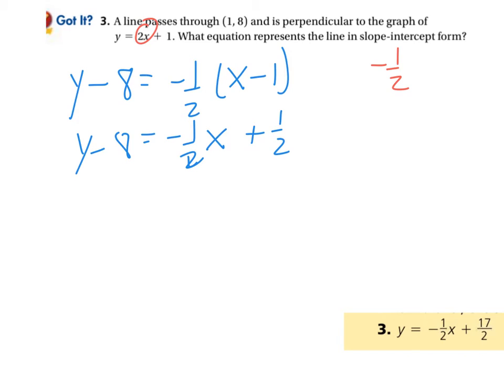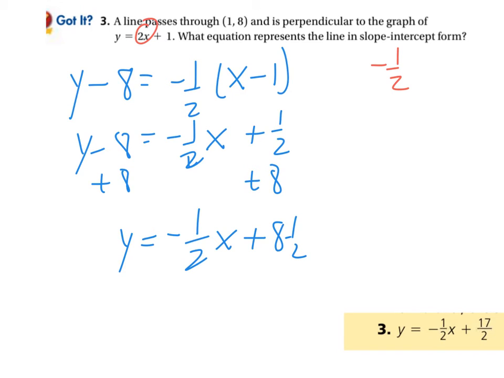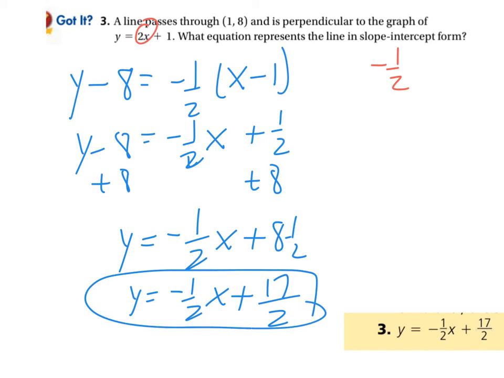And we're going to go ahead and add our 8 to both sides, add 8. So we end up with y equals -1/2 x plus 8 and 1/2, or really if you'd rather, y equals -1/2 x plus 17/2. So again, perpendicular slope right here of -1/2, perpendicular to 2, going through this given point, looks like this.